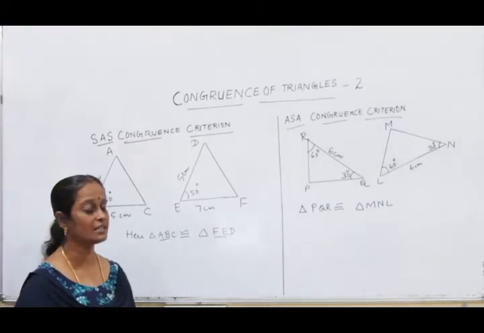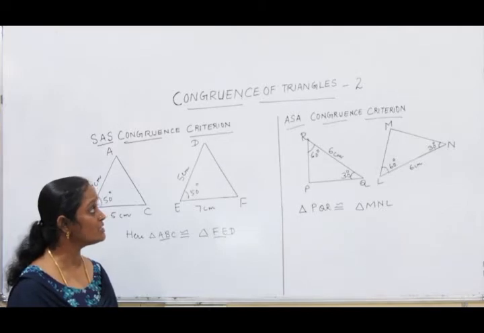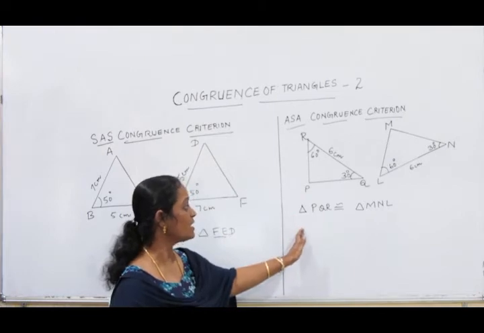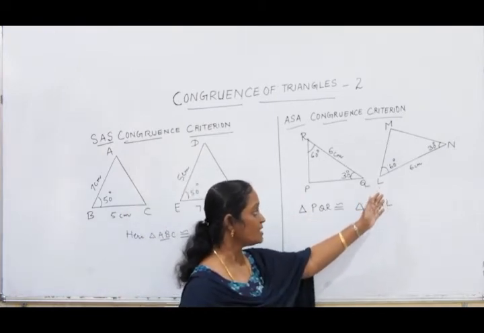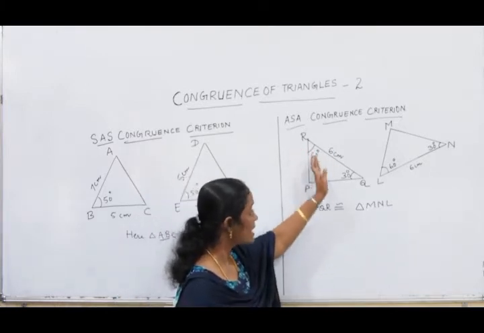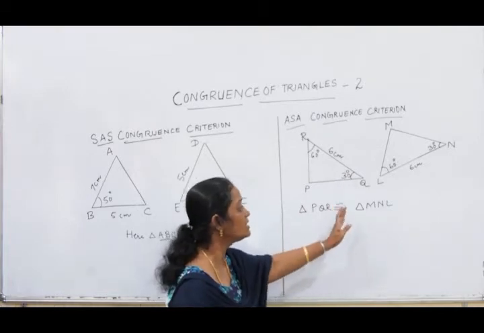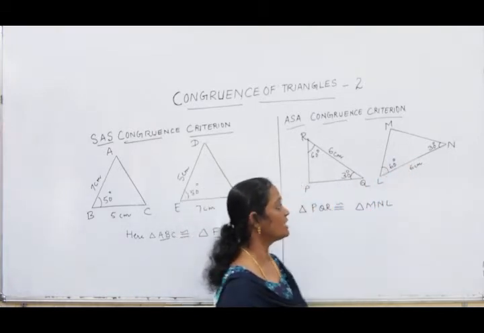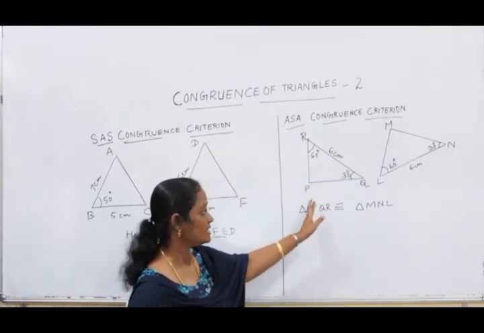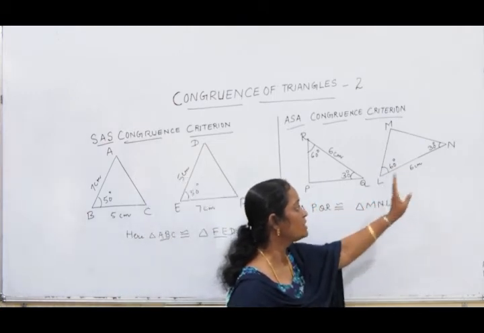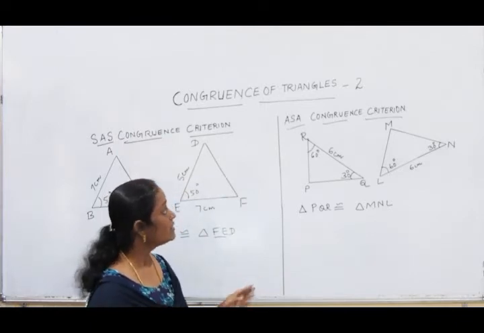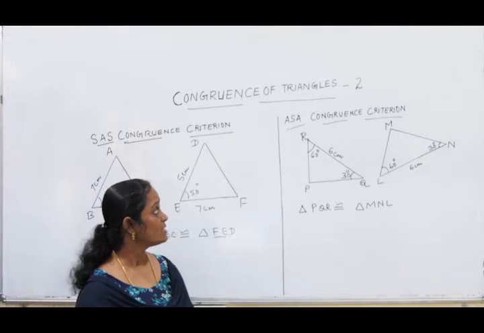The next one, the third criterion, is angle side angle congruence criterion. Here two triangles are given, one of the triangles is PQR and the other one is LMN or MNL. Here these two triangles are congruent. Here two angles and the included side of one triangle are equal to two angles and the included side of another triangle. So these two triangles are congruent by angle side angle congruence criterion.